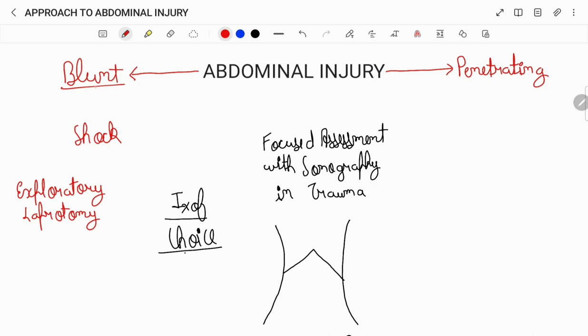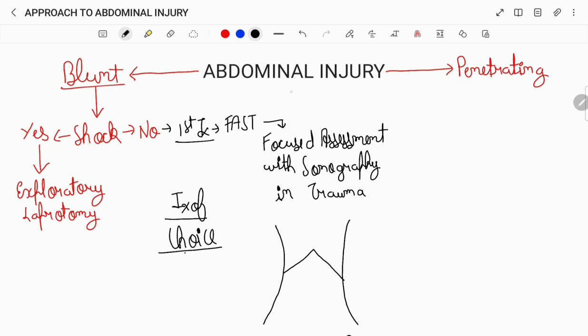In blunt trauma, we first need to see whether the patient is going in shock or not, or say the patient is hemodynamically stable or not. If the patient is going in shock, then we immediately need to go for exploratory laparotomy. But if the patient is not going in shock or is hemodynamically stable, then the first investigation that we do is FAST, which stands for Focused Assessment with Sonography in Trauma.